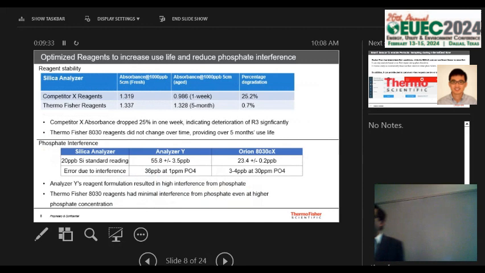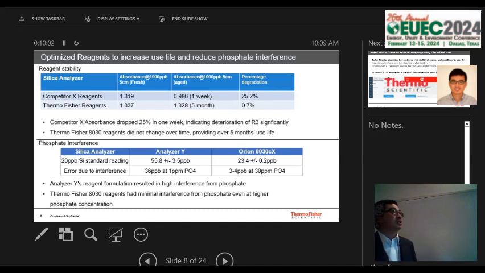After that, we tested how good our newly formulated, optimized reagent is. We compared it with some of the competitive reagents. Initially, with a fresh solution, they measure at 1.3-ish absorbance. But after a week, some competitive reagents could degrade and measure down to 0.98. That's about a 25% decrease in absorbance, which means in the response.